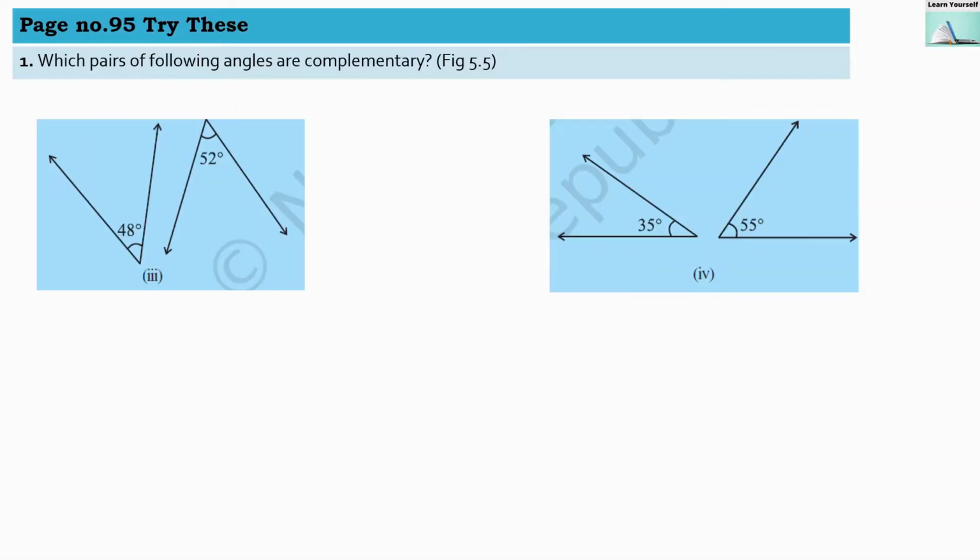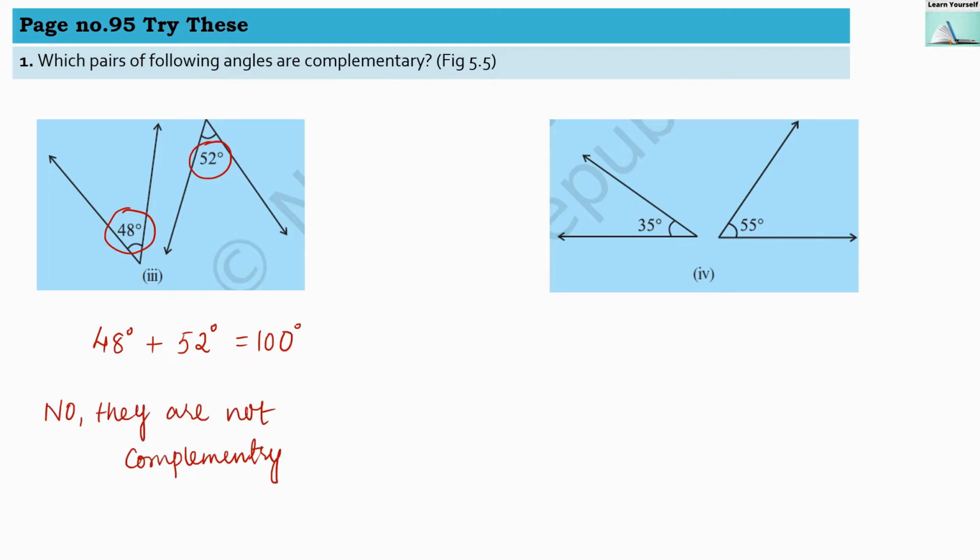Third example. Here we have two measures, that is 48-degree and 52-degree. So let us add them. 48-degree plus 52-degree will give us 100-degree. It is not 90-degree, so these two angles are not complementary. Fourth example. 35-degree and 55-degree. So let us add both the measures, and we will see whether we will get 90-degree or not. So yes, we do get here 90-degree, so they are complementary angles.